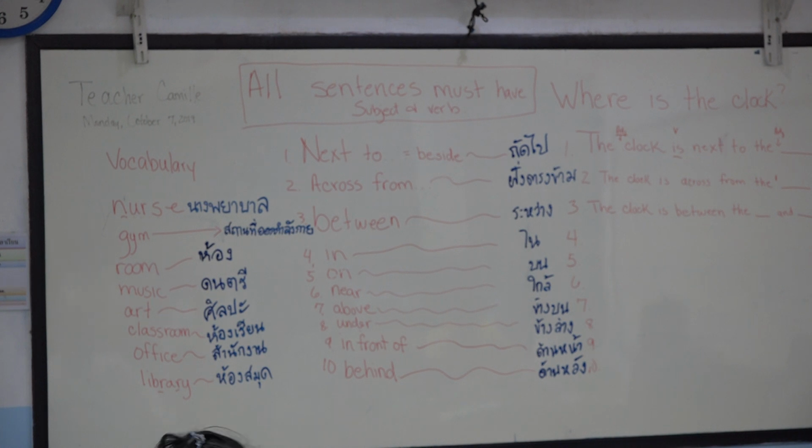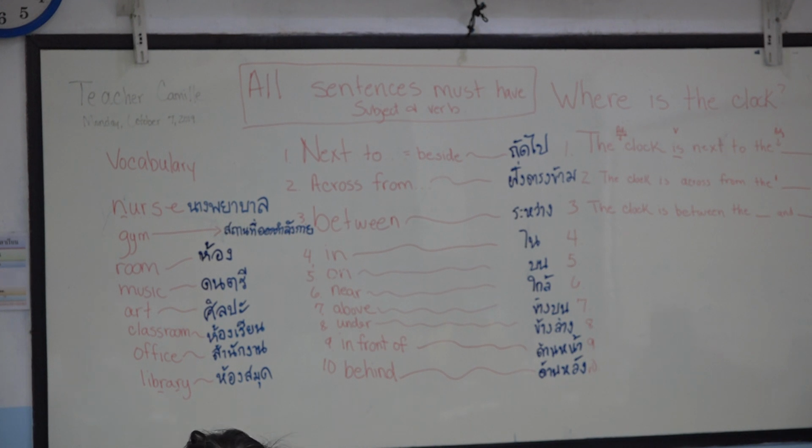Oh, okay. So you want to write 10 sentences. Oh, you need a pen too. 10 sentences. Where is the clock? Do you see that clock? So you want to use each of those different prepositions. So the clock is next to the screen. The clock is next to the air conditioner. The clock is across from the students. The clock is between the corners. The clock is in the classroom.